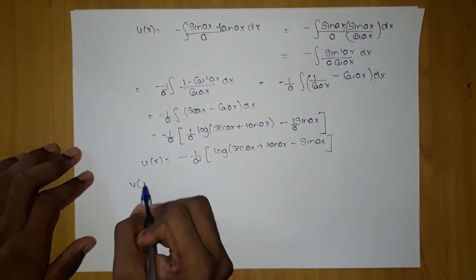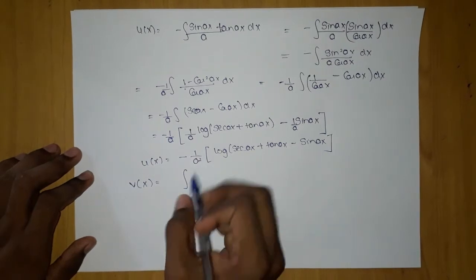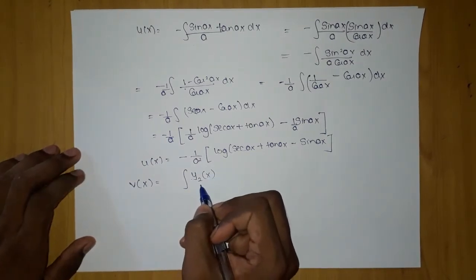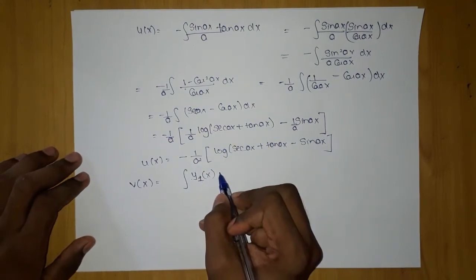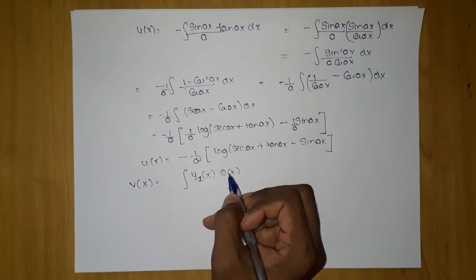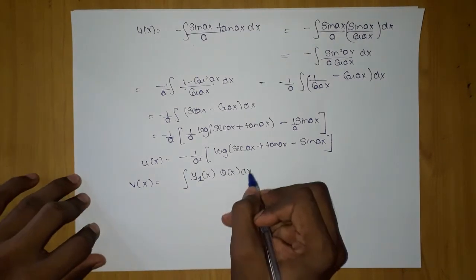Now we are going to try to get v of x, which is the integral of y1 of x into q of x into dx, if you remember, by w.